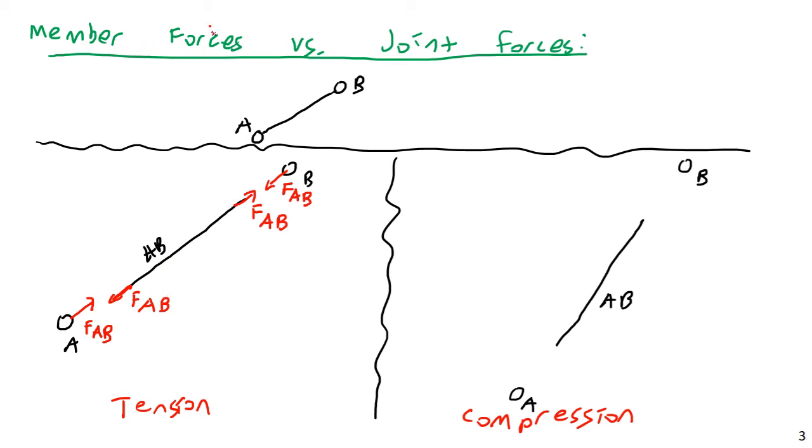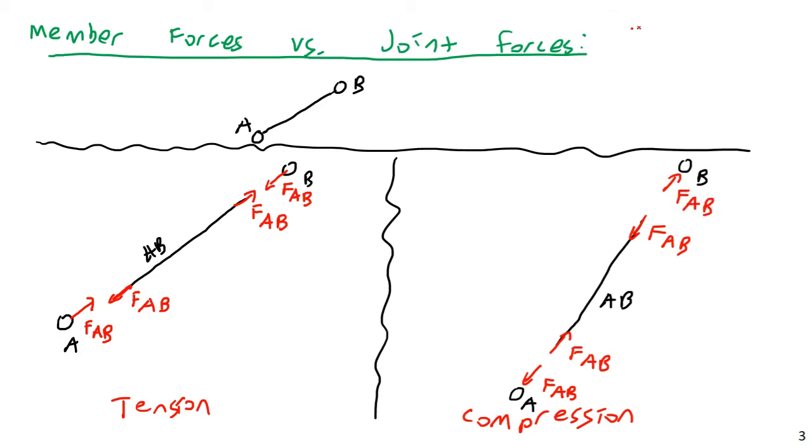This is the difference between member forces and joint forces. For a member, forces pulling on either side of it means the member is in tension. But for a joint, forces going away from the joint means the member is in tension. Forces going into the joint means the member is in compression. So again, this would be FAB here. This is very easy to see on the member, because if I have two forces going into the member, that would be a member in compression. But again, applying the equal and opposite forces of Newton's third law, I would have FAB here and FAB here.